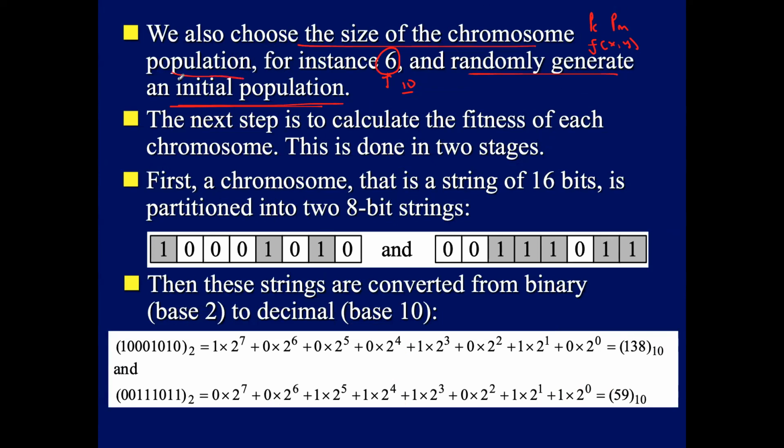Once we generate the population, in step 4, we calculate the fitness of each chromosome. In our example here, that fitness will be calculated in 2 stages. First of all, a chromosome that is a string of 16 bits will be partitioned into 2 8-bit strings. For each of the chromosomes, there will be 16 bits, but we subdivide them because we need to find the corresponding x's and y's.